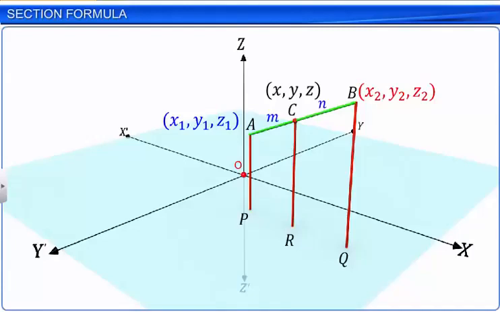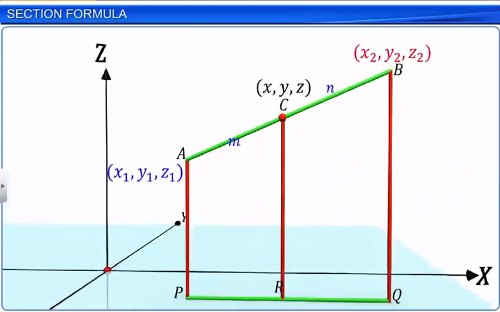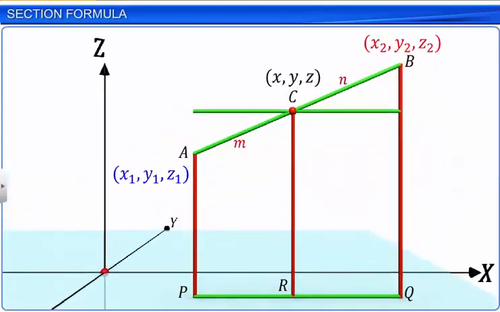Lines AP, CR, and BQ are parallel to each other. The line joining points P, R, and Q lies on the xy plane. Now, we draw a line parallel to line PQ and passing through point C. This line intersects line PA externally. Let the point of intersection be D. Let the point of intersection of this line with BQ be E.